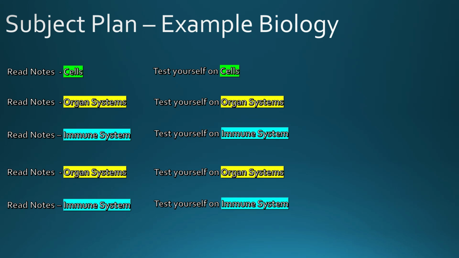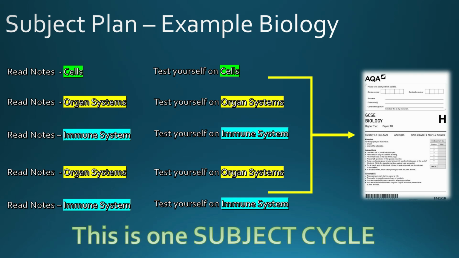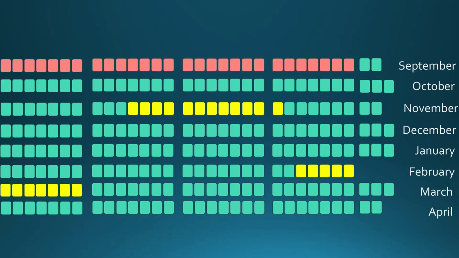Eventually, once you've gone through the flashcards, you're going to want to test yourself against something a little bit more developed and complex. That's when you would then decide to do a past exam. What we have here is one subject cycle where you've gone through your notes, you've tested yourself on them, you've gone through some of the notes again as you need to, and then you've tested yourself against an exam paper.